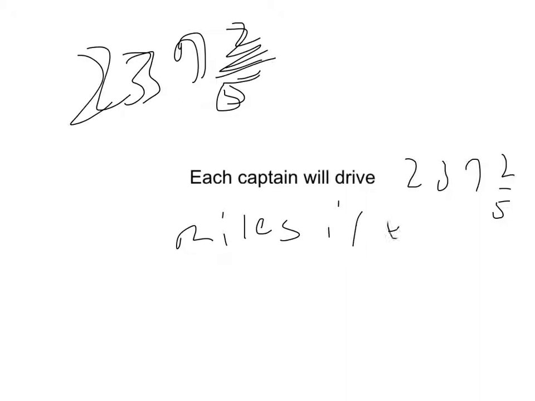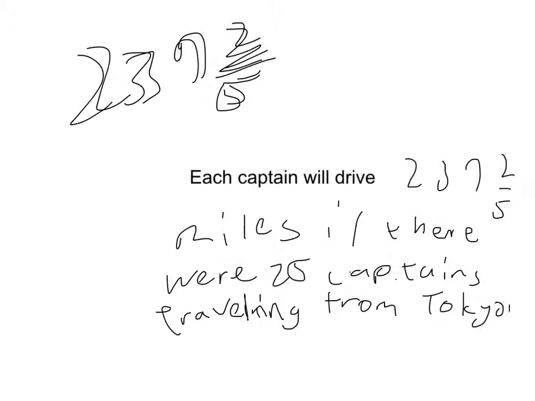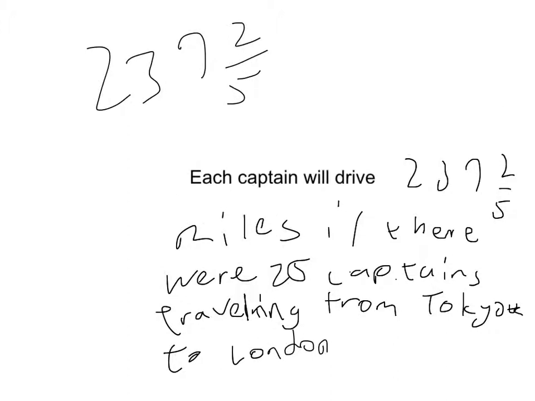If there were 25 captains traveling from Tokyo to London in equal shifts. So to read our conclusion, each captain will drive 237 2/5 miles if there were 25 captains traveling from Tokyo to London in equal shifts.